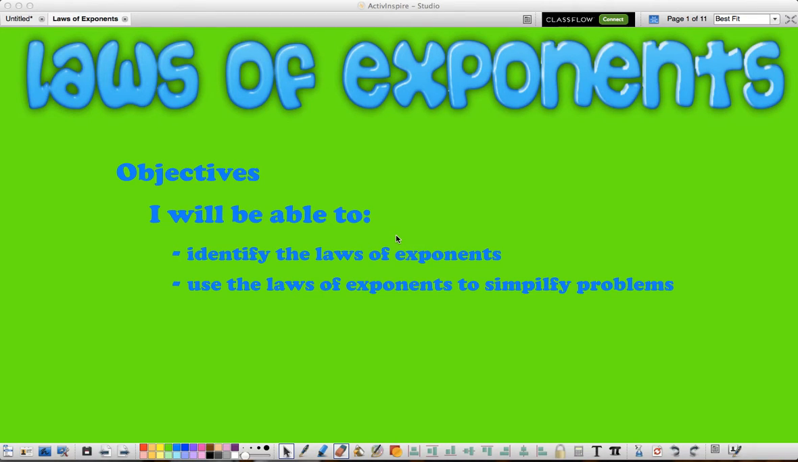Welcome to Lesson 2-4, Laws of Exponents. Today we're going to talk about the laws of exponents and how to use those laws of exponents to simplify problems.